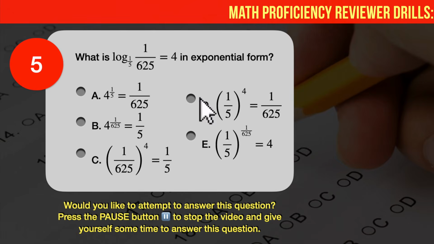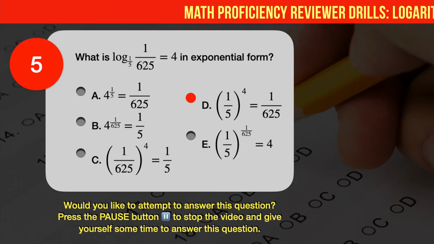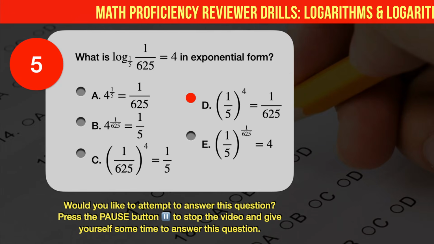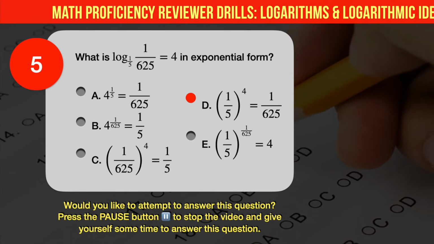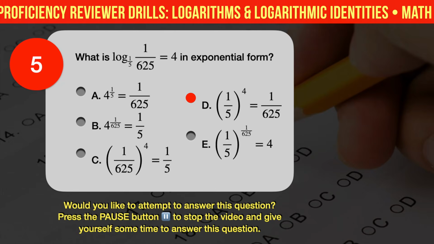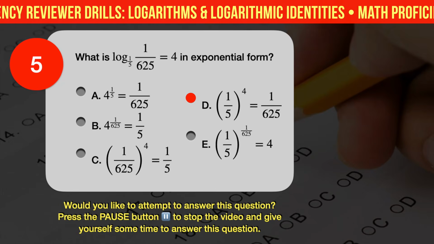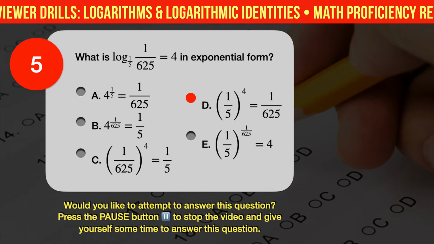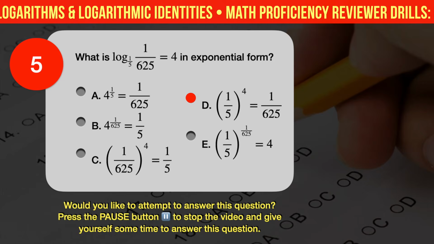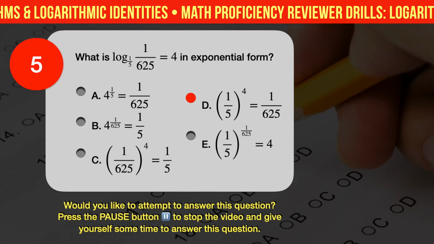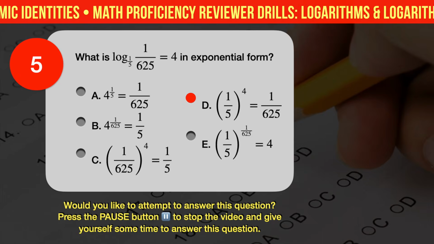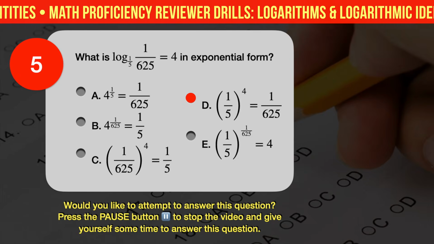The correct answer is D. Logarithm base 1/5 of 1 over 625 equals 4 in exponential form is 1/5 raised to 4 equals 1 over 625. This is basically the same with drill question number 4, that is, transforming a logarithmic equation to its exponential form. Although logarithmic to exponential transformation questions appear much less than exponential to logarithmic transformation questions in math proficiency tests, when they do appear it will most probably be like this one.